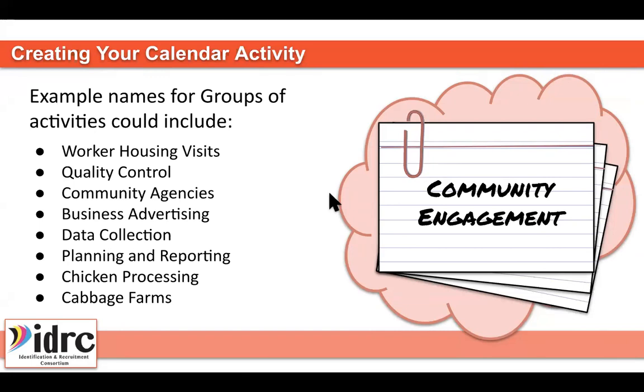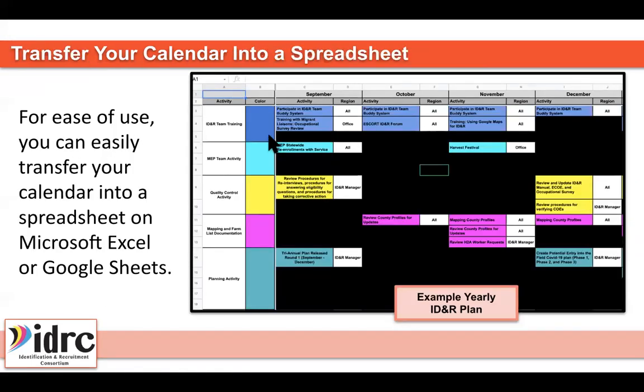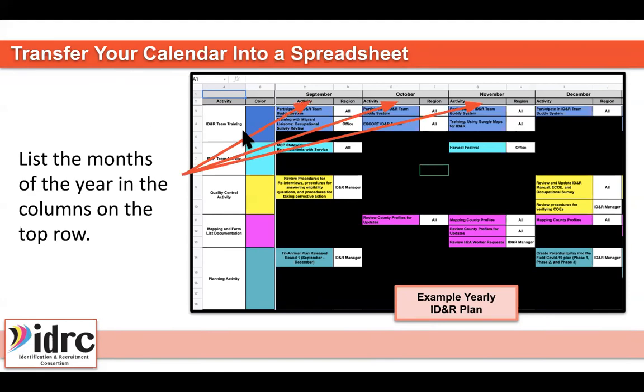Once you have all of your activities sorted into groups, you can then take your information and convert it into a spreadsheet to help you organize your thoughts. For ease of use, as mentioned, you can transfer your calendar into a spreadsheet on Microsoft Excel or Google Sheets. Along the top of the screen, you can list the months of the year. These are going to be the columns, as we saw earlier.